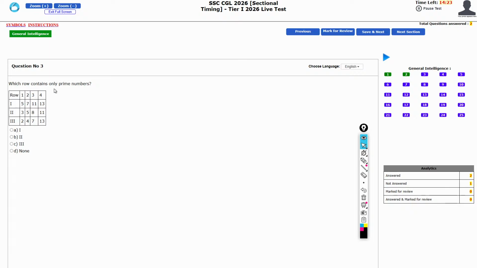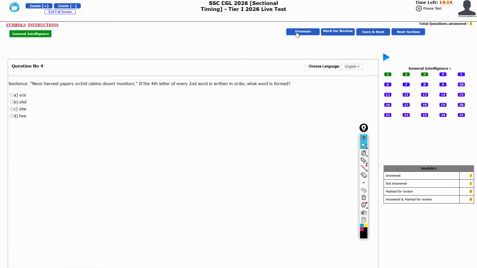Which row contains only prime numbers? Okay, so row 1 contains prime numbers. 8 is not prime, 4 is not prime, so only prime numbers. Yeah.